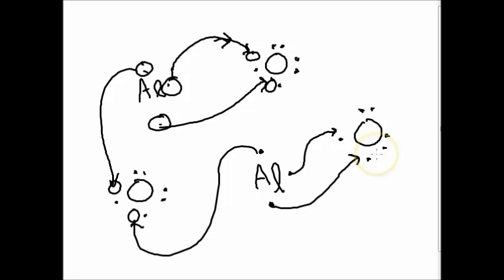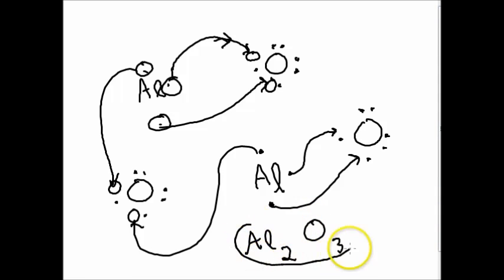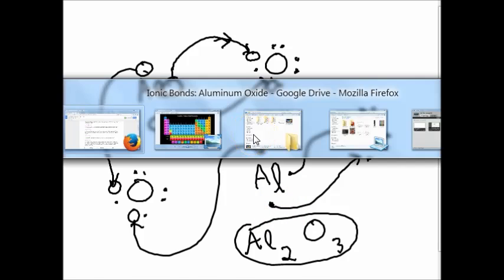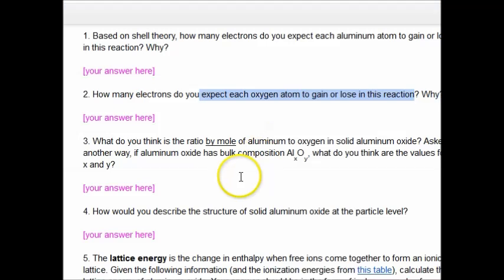So that's what happens. In fact, the compound is aluminum 2 of those, and oxygen 3 of those, aluminum oxide. That is the compound. You can explain that, right? The question asks you to explain this. Explain this in your own words.